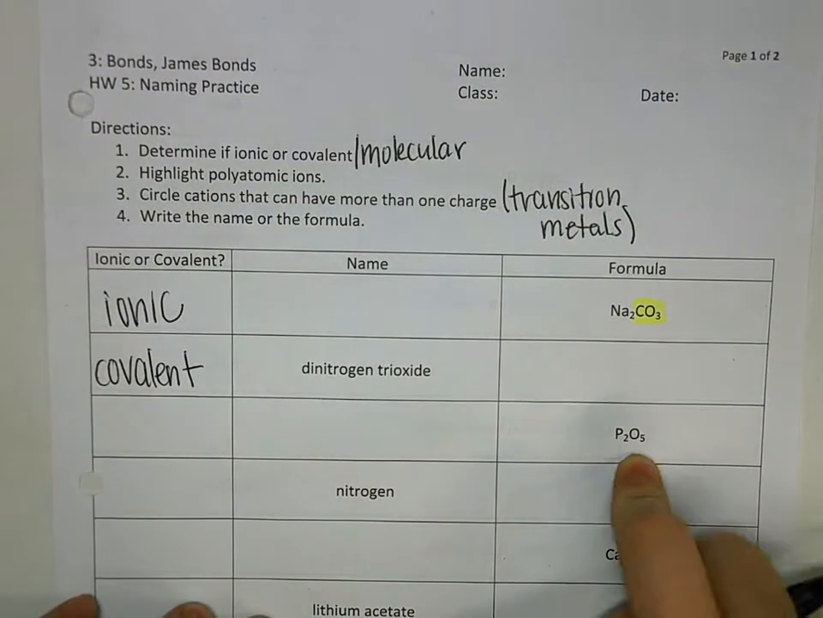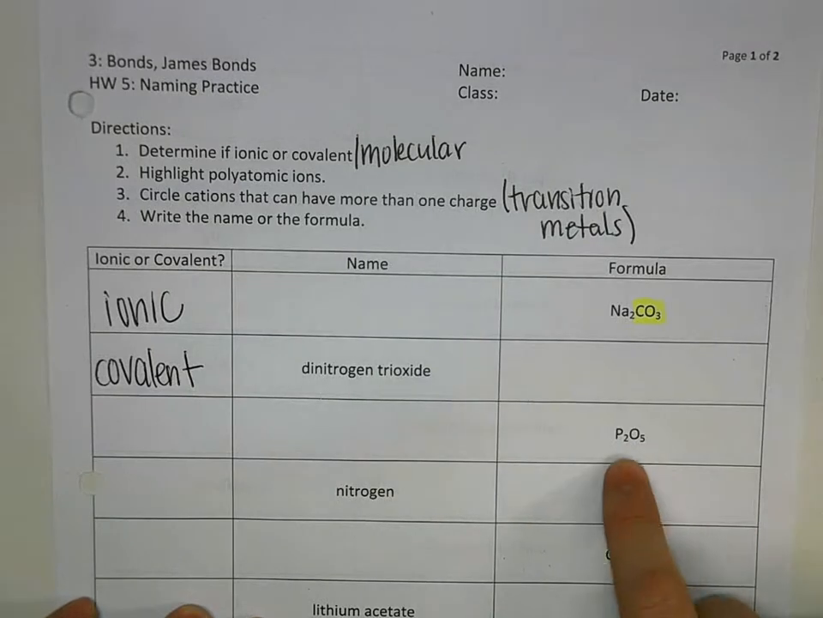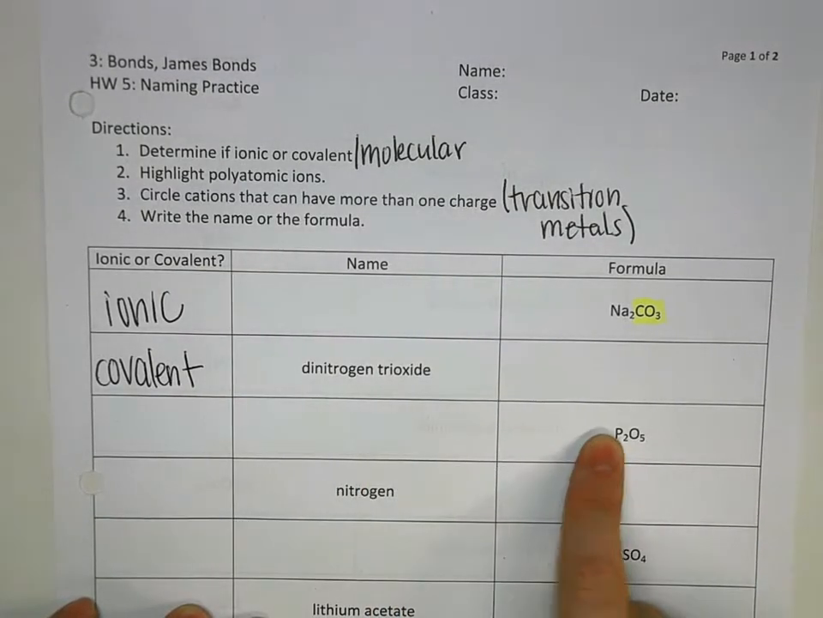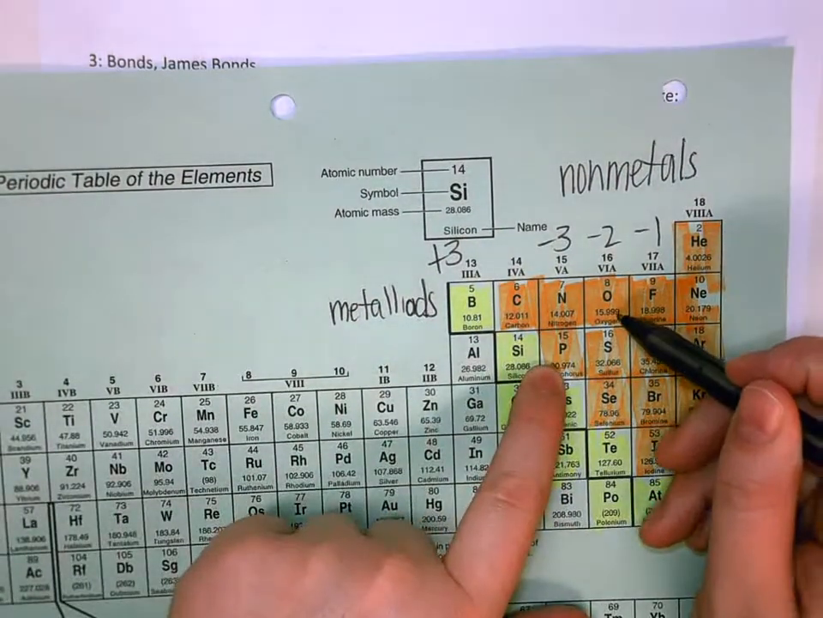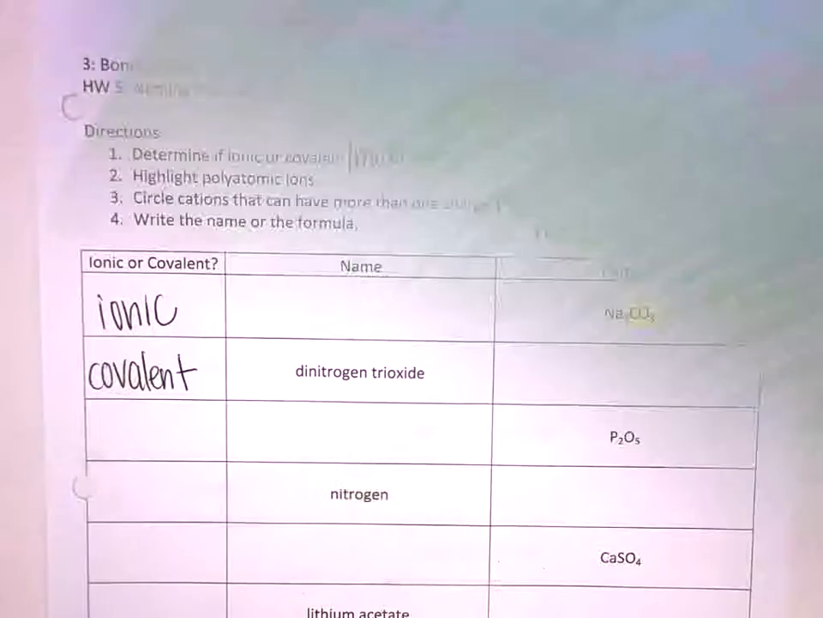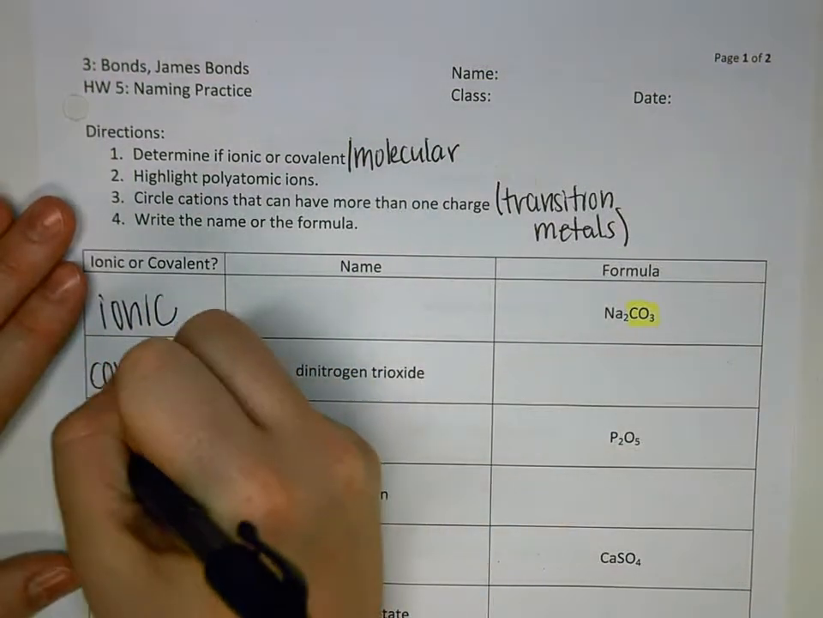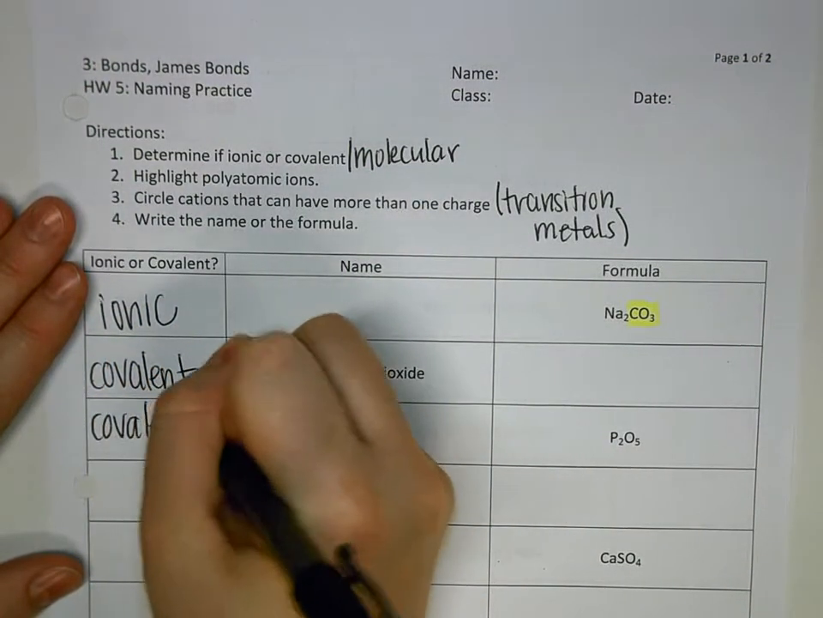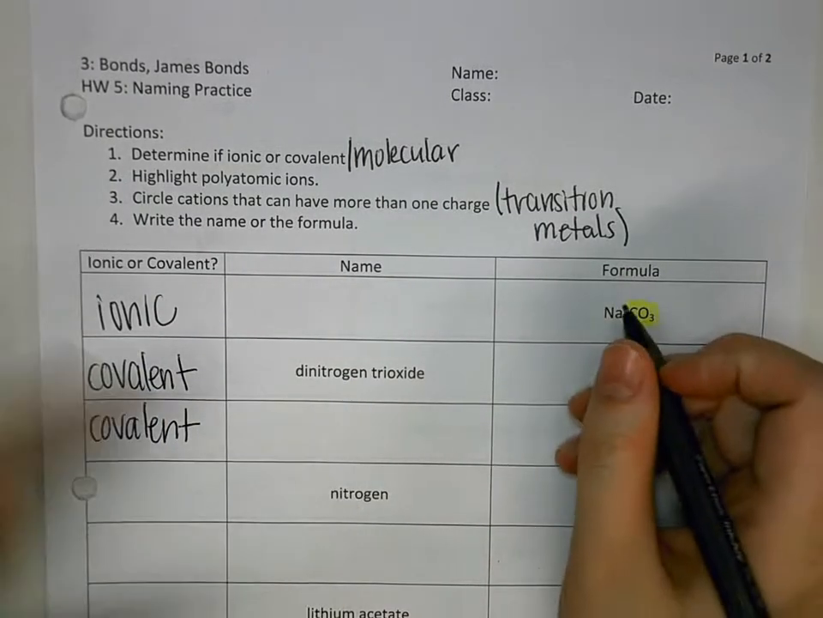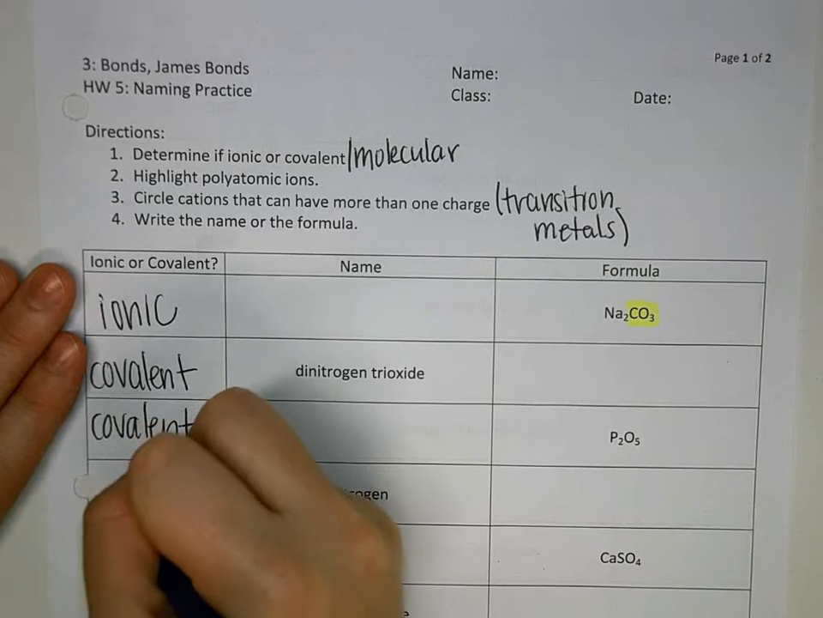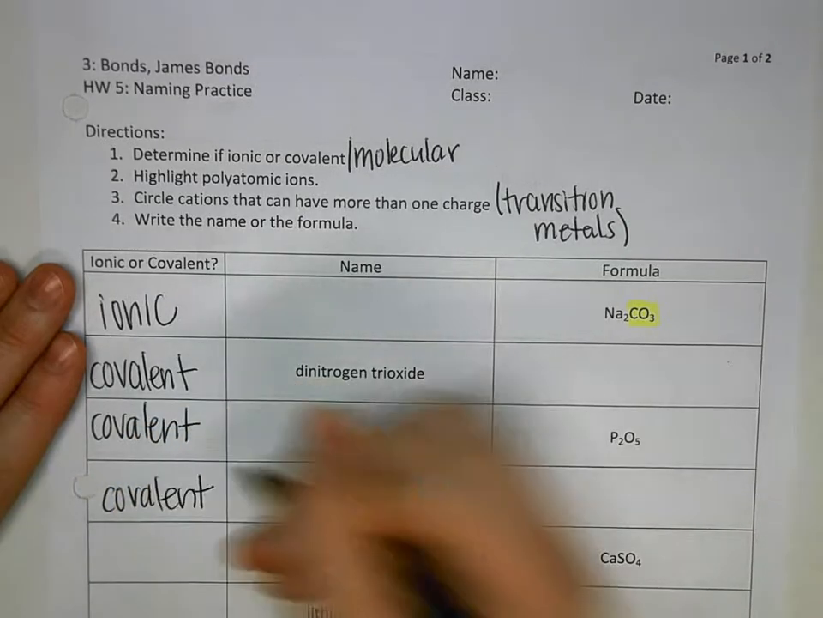I have P2O5, so I don't have the name, but I have phosphorus and oxygen. So if we look on here, phosphorus and oxygen are both nonmetals. Therefore, this must be a covalent compound. Okay, nitrogen is a nonmetal. So we have another covalent compound here.